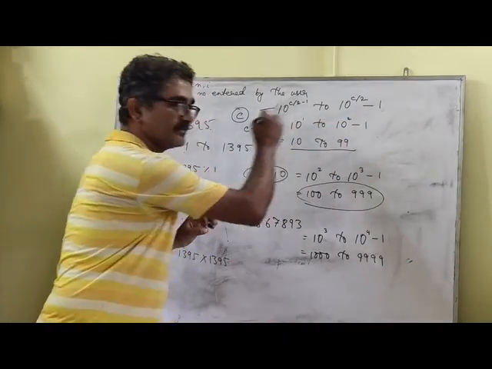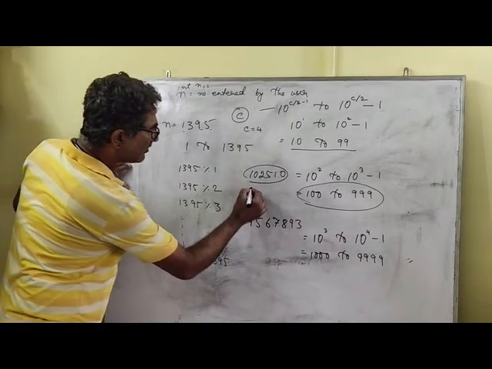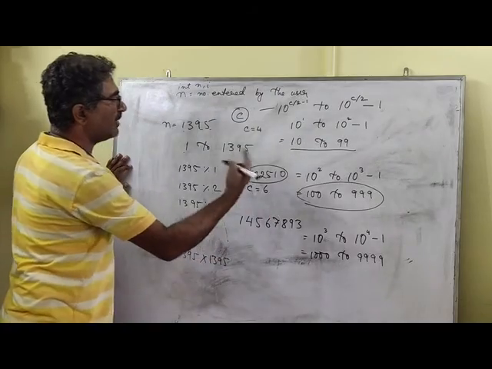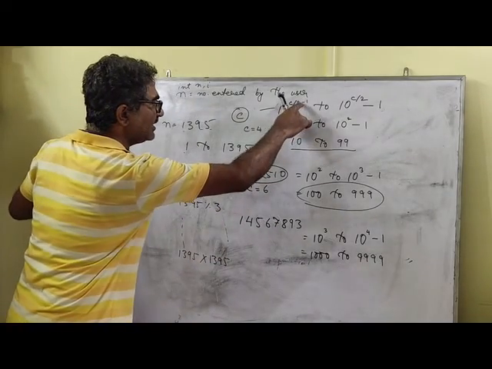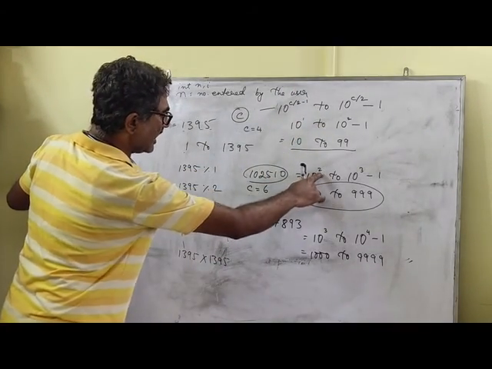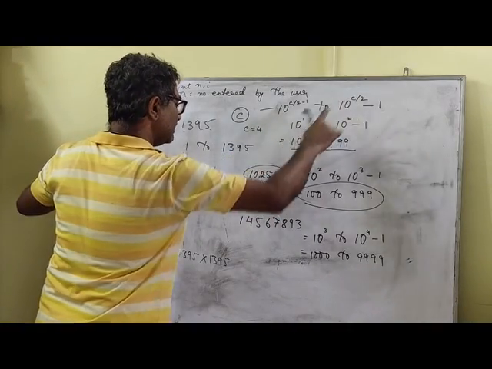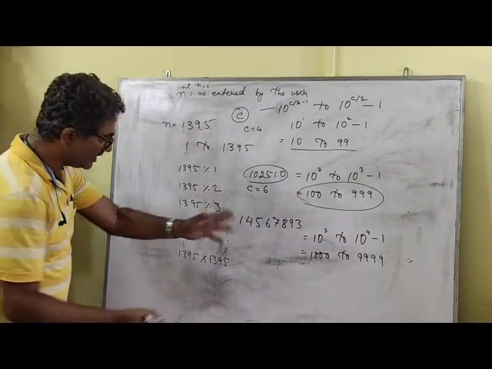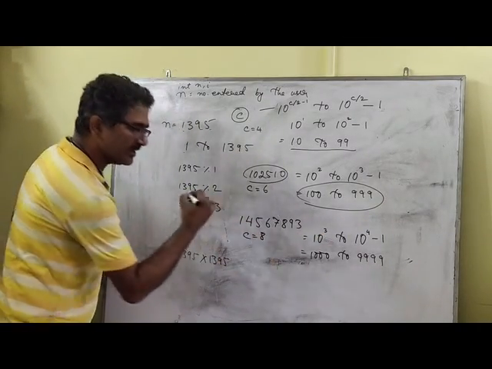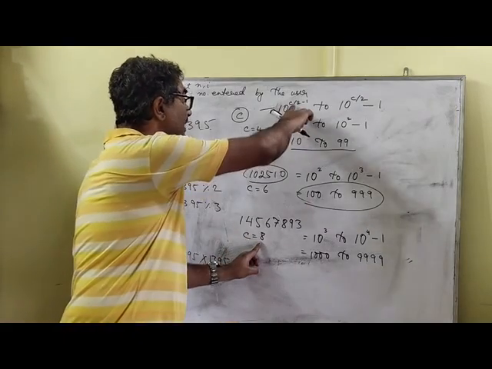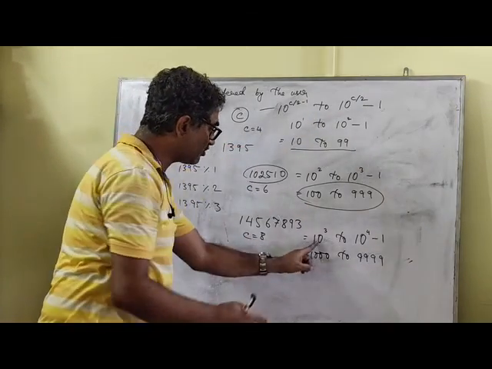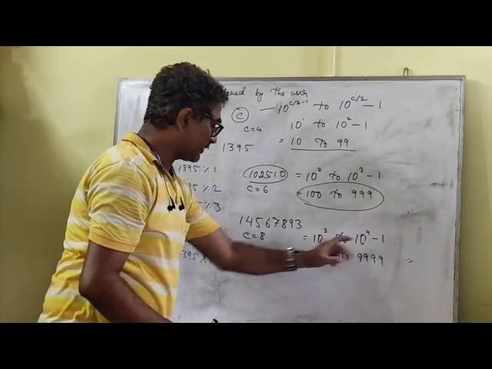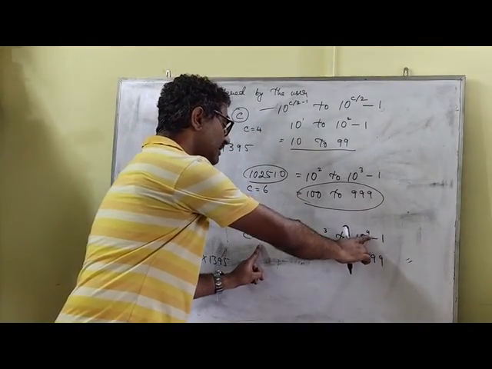Isn't it exactly this? Similarly, here what is the value of c? c will be 6. So 10 to the power c by 2 minus 1 will be: 6 by 2 is 3, 3 minus 1 is 2, so 10 to the power 2. And 10 to the power c by 2, that is 6 by 2 is 3, gives up to 999. Similarly, here the value of c is 8. So c by 2 will be 4, and 4 minus 1 is 3, so 10 to the power 3, to 10 to the power c by 2, that is 8 by 2 is 4, minus 1.